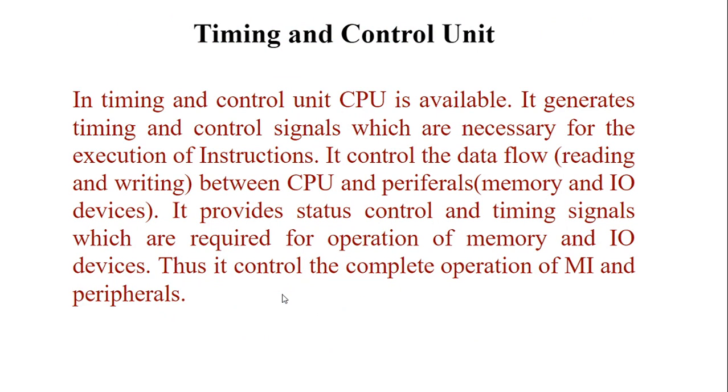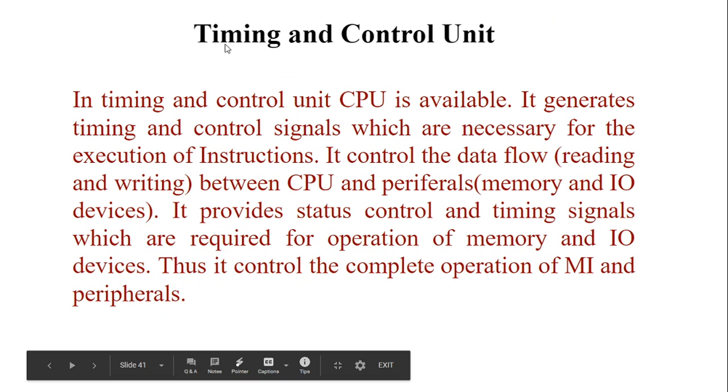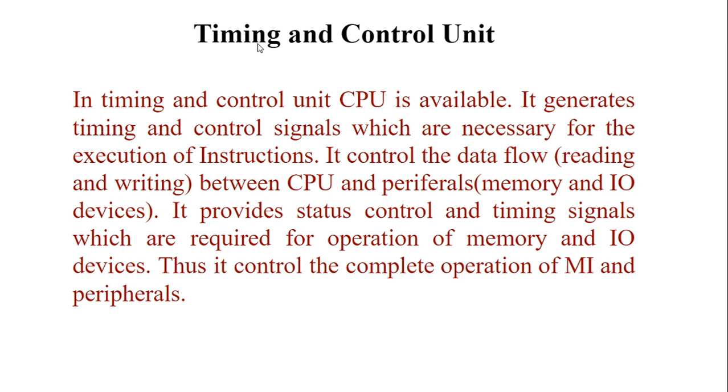So what is the use of the timing and control unit? The name itself indicates that timing and control means whatever signals are related to timing and control, all signals are generated by that unit, and that unit is named the timing and control unit. All the control signals and timing signals which are necessary for the execution of an instruction are generated by this unit.